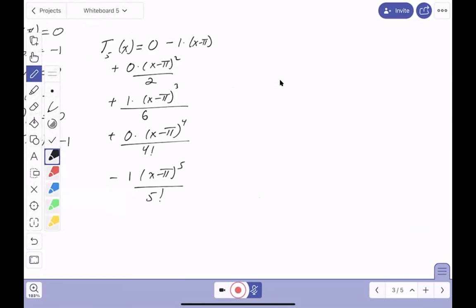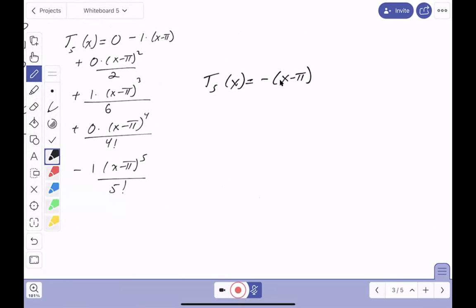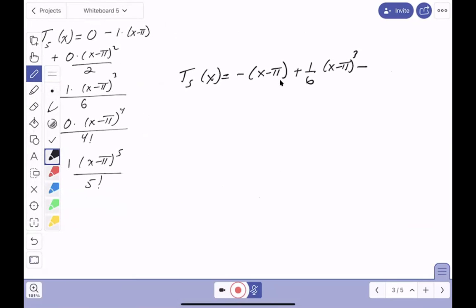Well, I got to do that. And I know it's tough, but we have to write down T5, and then we'll check it with the key. That's going to be minus x minus pi. And then you're going to get 1/6 x minus pi to the 3rd minus 1. I'm not going to put that down. Let's put down x minus pi to the 5th power. And 5 factorial, 5 times 4 is 20.